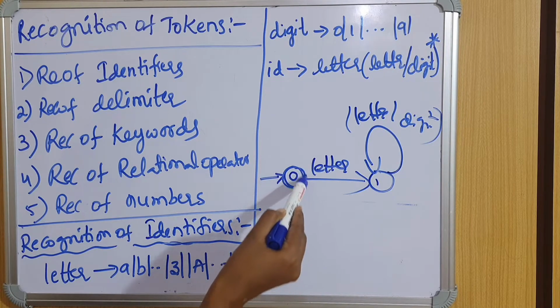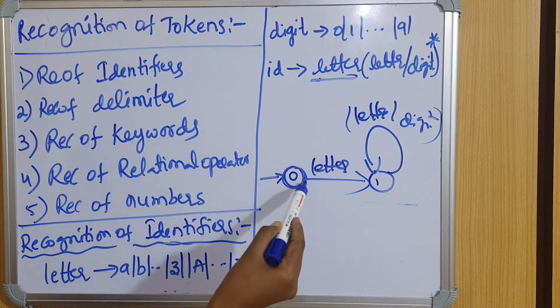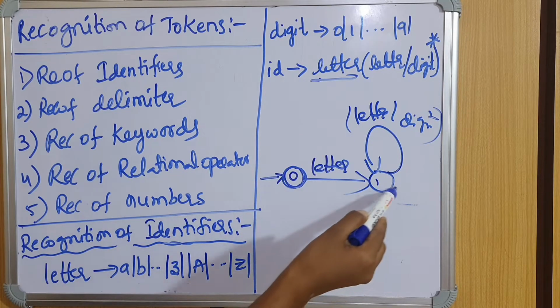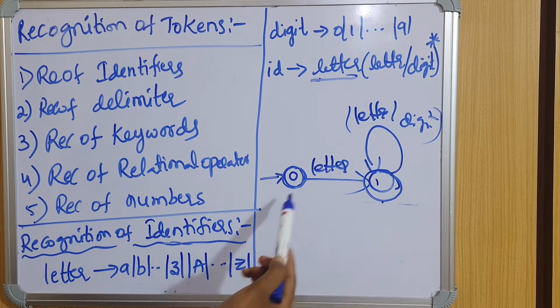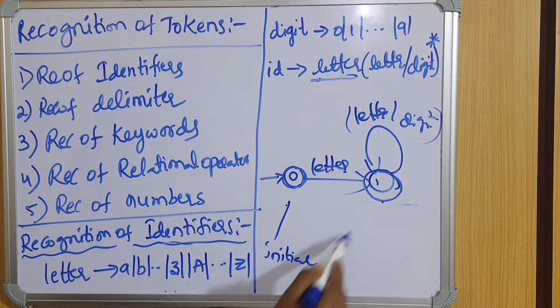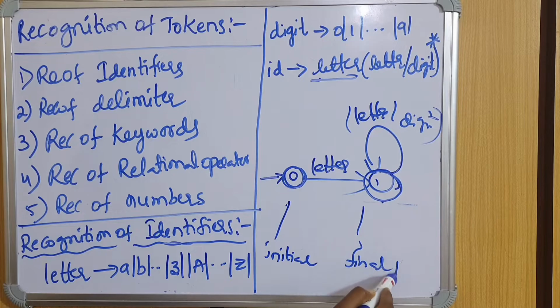0 is the initial state. Letter will move to the next state 1. Okay. And letter or digit, star means self loop. So we have only these two states. This is the initial state, then this is the final state.